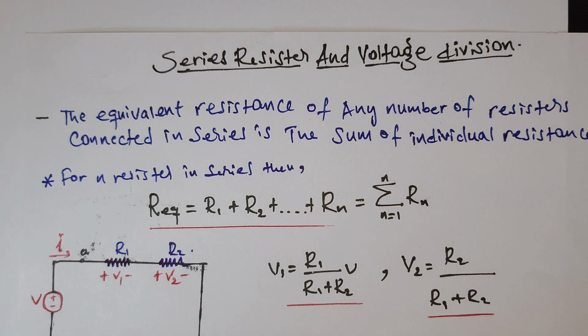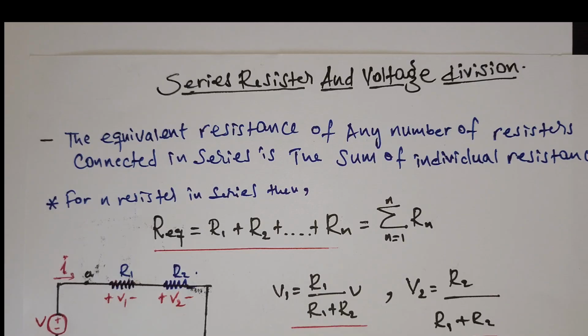In this session, we're going to learn about series resistors and voltage division, also parallel resistors and current division. So let's begin with series resistors. The equivalent resistance of any number of resistors connected in series is the sum of the individual resistances.